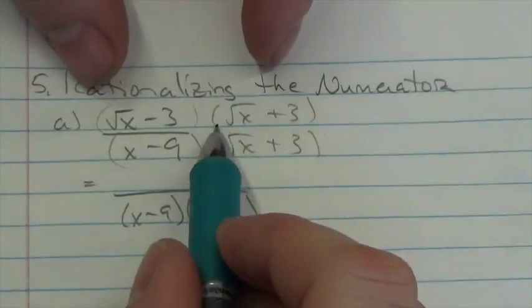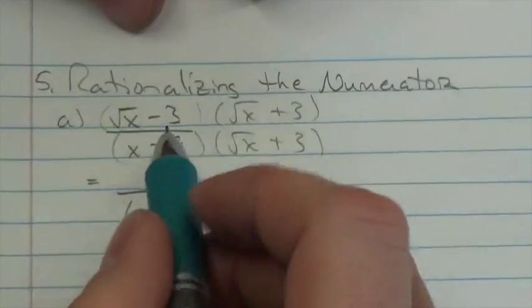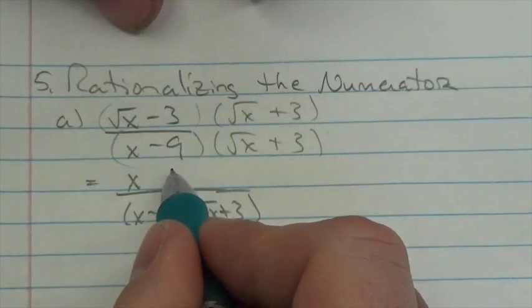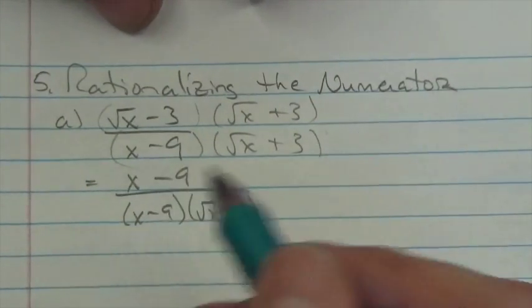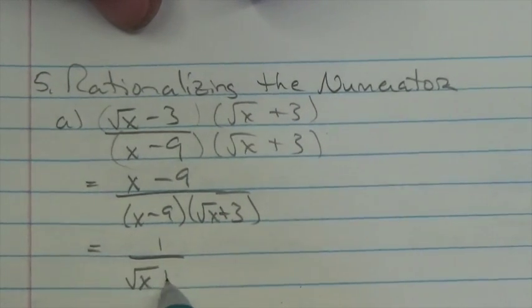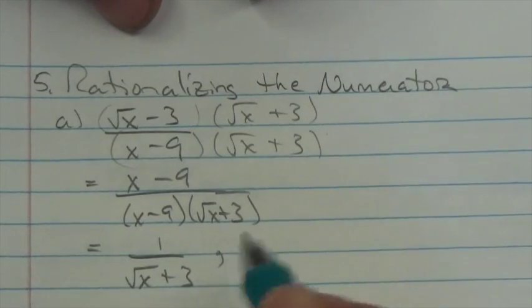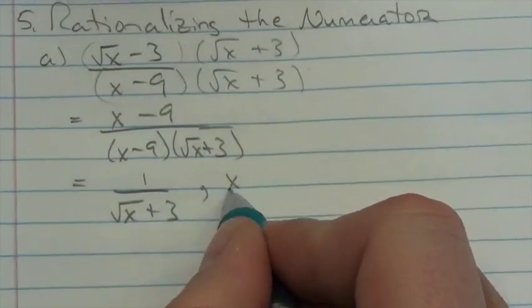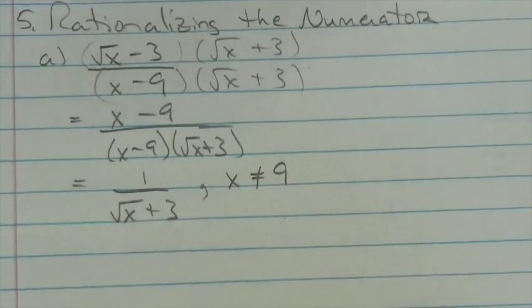And then in the numerator, we're going to see that difference of squares kind of pop out here. So root x times root x gets me x, negative 3 plus 3 will be negative 9. And now the x minus 9s are going to cancel. So I'm left with the square root of x plus 3 in the denominator. I should really include, in this case, and it's very simple to do, the case that x cannot equal 9.